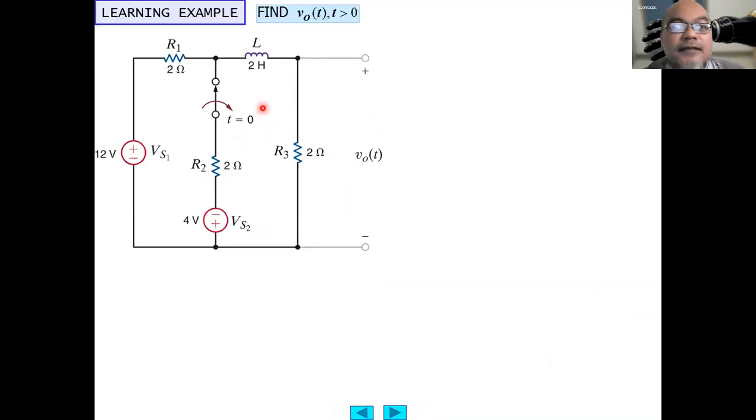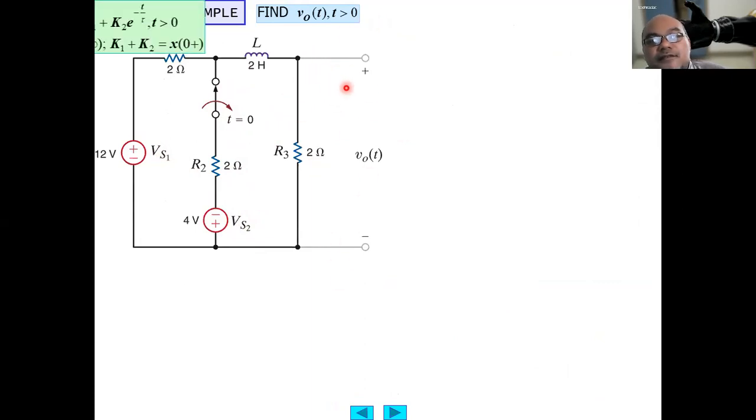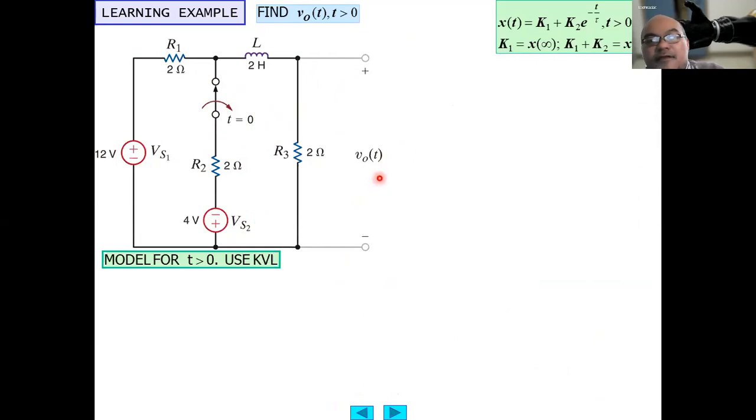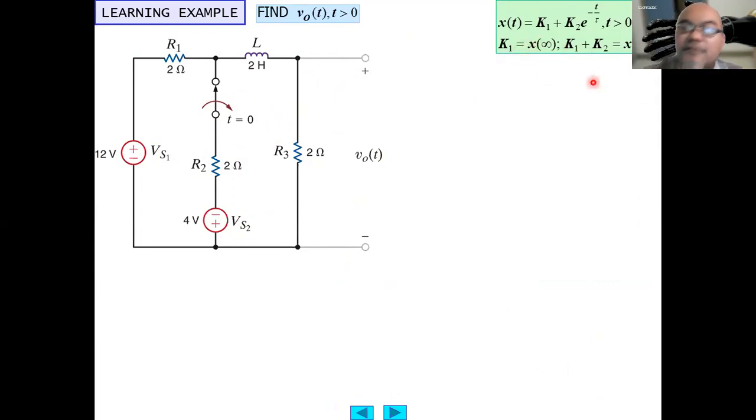Okay, another example here. We have here the switch is turned off at t equals 0. There are two voltage sources. Now, what is the value of V output here at t larger than 0? First, remember this general standard form for the solution of a differential equation: x(t) equals K1 plus K2 e to the minus t over tau.